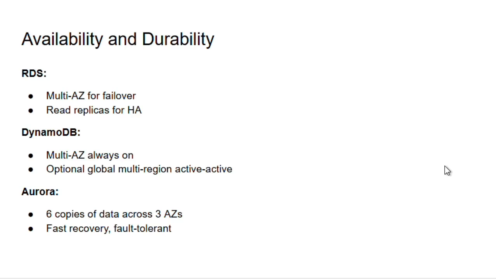DynamoDB is always Multi-AZ by design. You don't have to configure anything, and if you need global redundancy, you can enable global tables for active multi-region operations. Aurora takes availability even further. It keeps 6 copies of your data across 3 availability zones. Even if a node or storage segment fails, your database stays online. So, in terms of fault tolerance, Aurora and DynamoDB are ahead of traditional RDS.